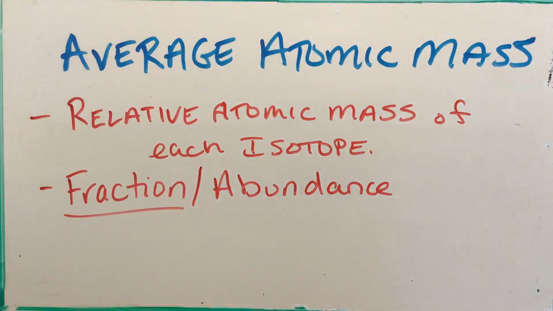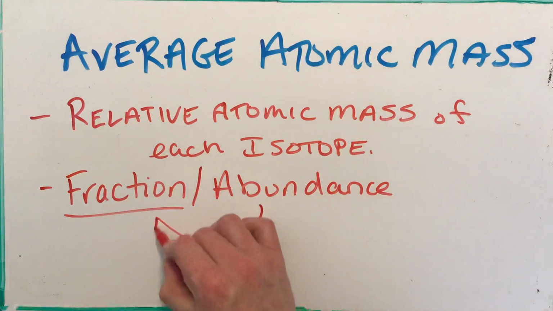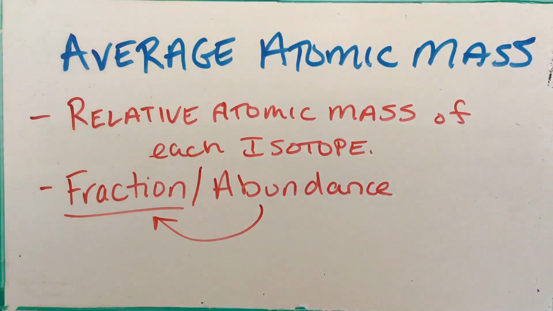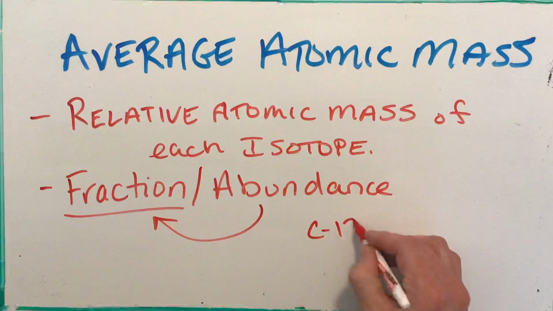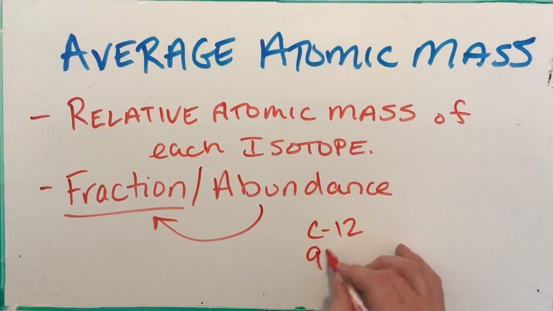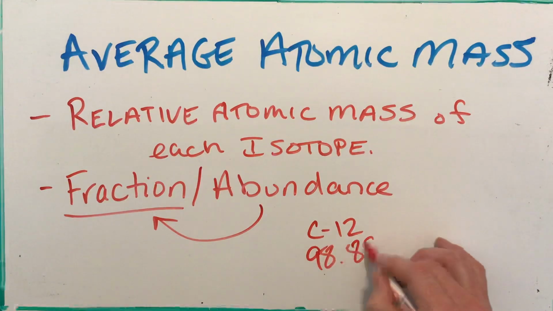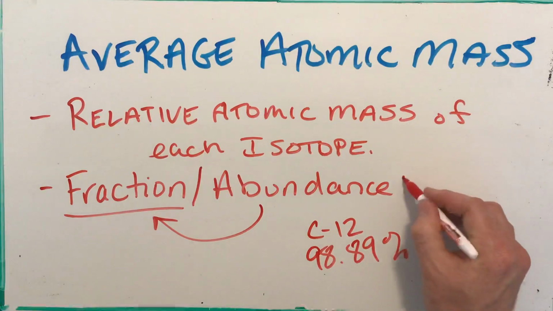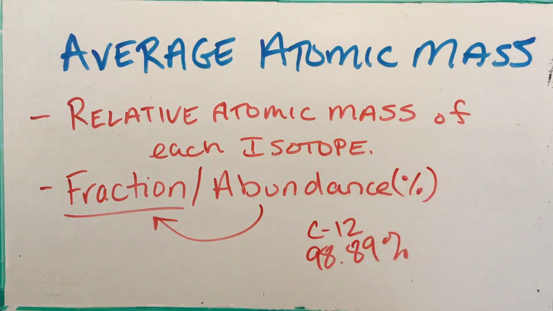Now we're going to need this. If I'm given this, I got to turn that into that. All right? So an example for our carbon, right? Carbon 12, its abundance is 98.89%. Abundance is given as a percent. And we don't want a percent in our calculation.